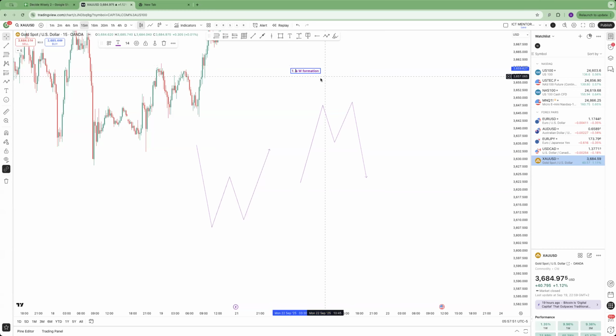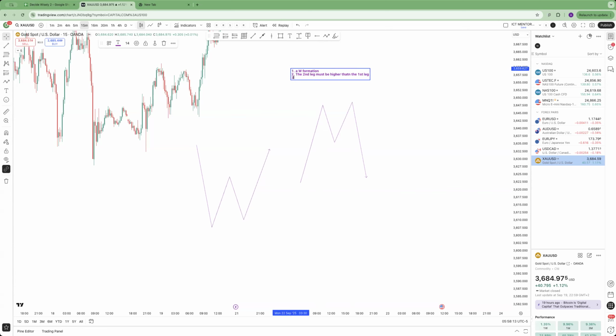Okay, so we have a W formation. What is the rule of a W formation? The second leg must be higher than the first leg.